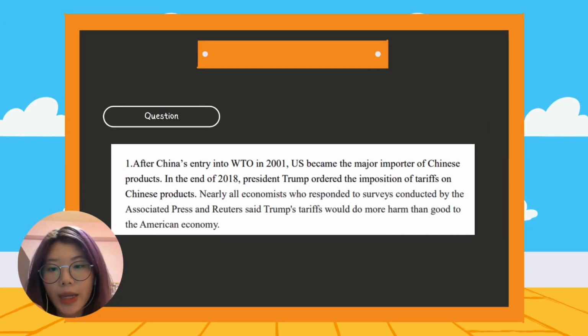Let's first take a look at the question. After China's entry into WTO in 2001, the US became the major importer of Chinese products. And at the end of 2018, President Trump ordered the imposition of tariffs on Chinese products. Nearly all economists who responded to surveys conducted by Associated Press and Reuters said that Trump's tariffs would do more harm than good to the American economy.